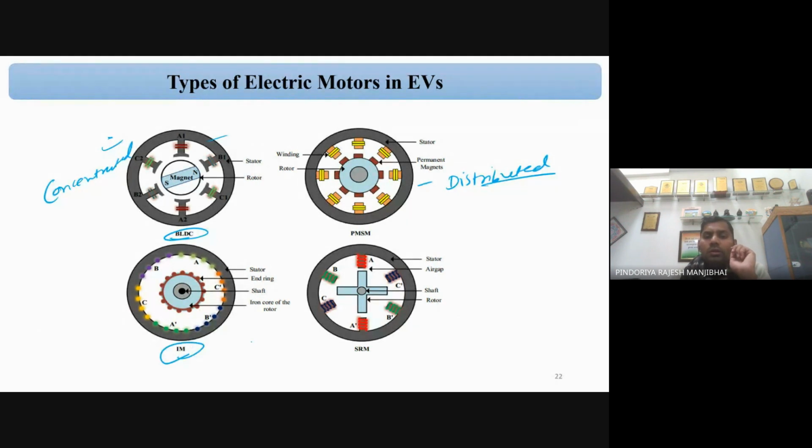Induction motor, all of you know about the induction motor. And SRM, that is the switched reluctance motor. The outer side is a stator, and there is a shaft, and this part is a rotor. In the rotor there is no winding, so we can say losses are very low. But in the case of the induction motor, the losses are very high. So majority of these four types of motor we can use for the electric vehicle.